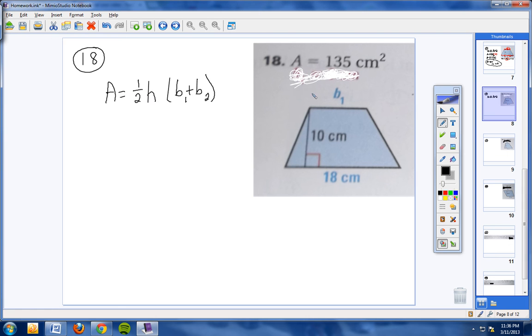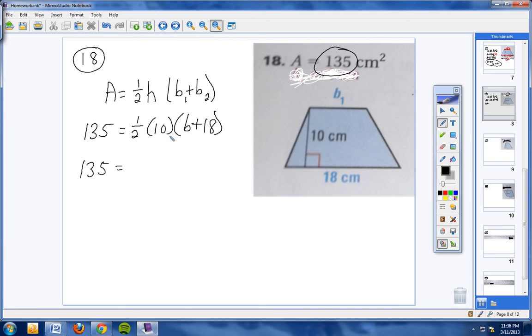All right, there is my formula. So notice they give us the area, 135. So for A, I'm going to put 135. And then they give us the height, so for h I'm going to substitute 10, and then they give us one of the bases, so I'm going to put b plus 18. All right, now we cannot simplify the left side of the equation, but we can simplify the right side.